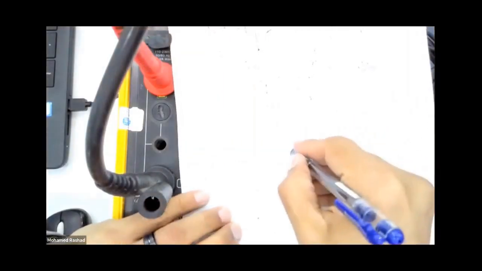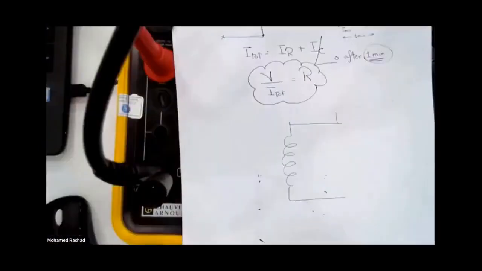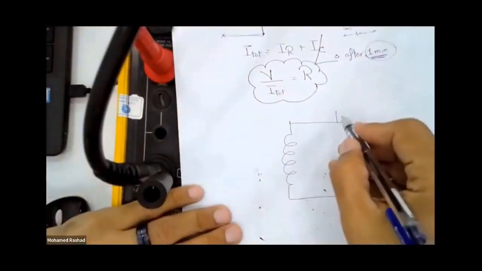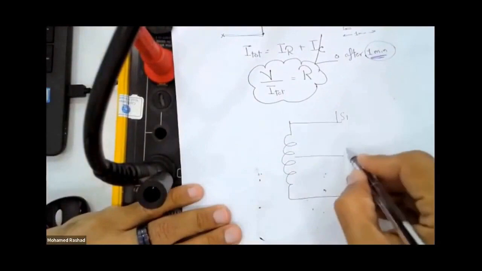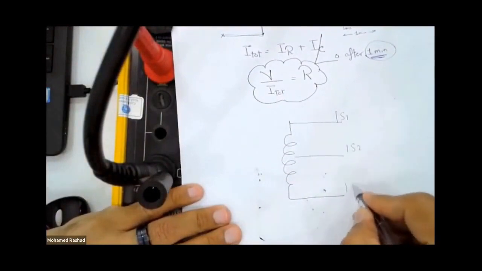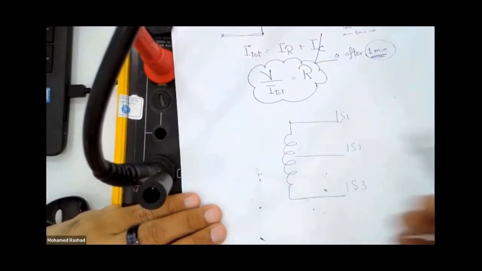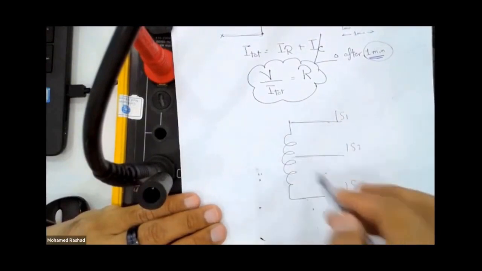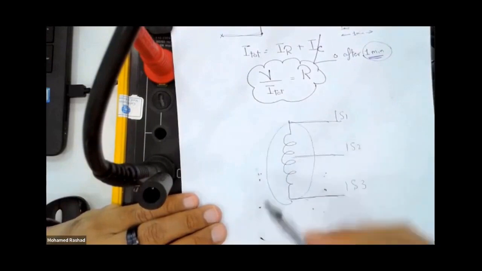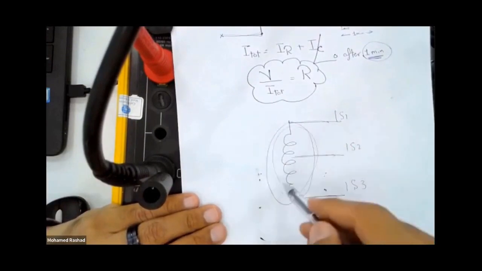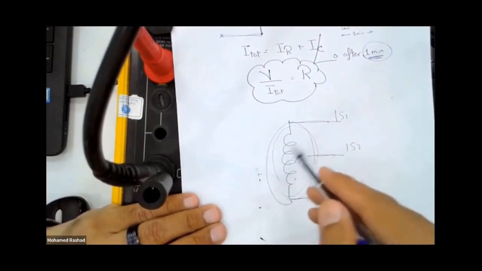Now, engineer, you have this cylinder which is like a coil, and on this coil you have the leads like this. Here you have 1S1, here you have 1S2, and here you have 1S3. Engineer Rashad, if I touch any one of these terminals, all of them are ultimately touching the coil. I want to measure the insulation resistance between this coil and the ground.